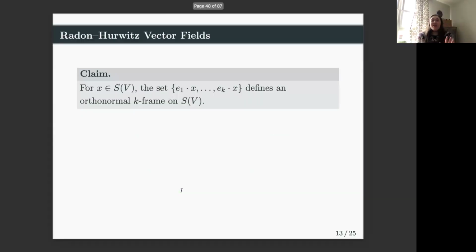So what I'm trying to convince you here is that these Clifford algebras and the Clifford modules associated to them are just the perfect thing for building vector fields on spheres. So what we have here, this V, is an inner product space. We've built a GK invariant inner product on it. We're looking at the sphere on this thing, and there's an action of this Clifford algebra. Look at a point on this sphere. This set is an orthogonal K-frame. So here we have the Clifford multiplication.